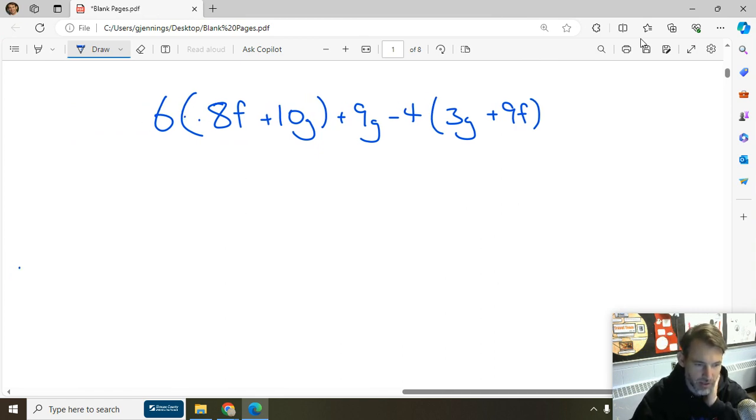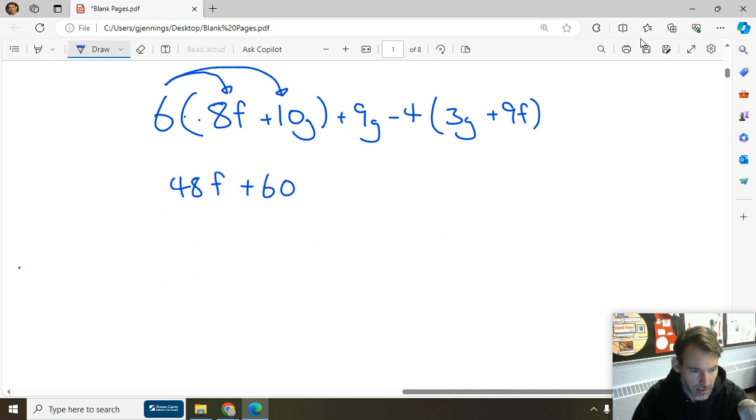I have 6 of these boxes. Inside each box is 8 pieces of fudge. So 6 boxes, each with 8 fudges. That's 6 times 8, which is 48 fudge. 6 times 10 grapes is 60 grapes. And then I just have plus 9 grapes. That just comes down. And then minus 4.